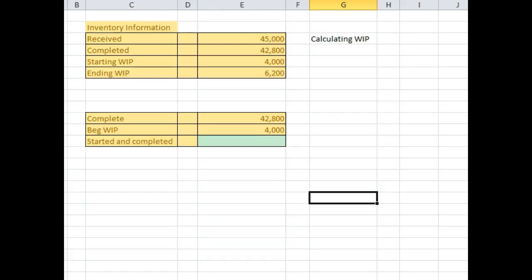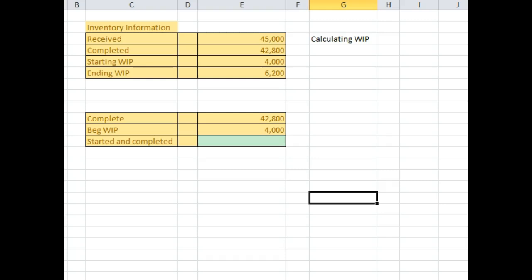But let's get the components down first, and then we'll move on to putting it all together in a picture. So there will be a video for the homework also, so don't freak out. Now, first of all, we've got to figure out how to calculate work in process.